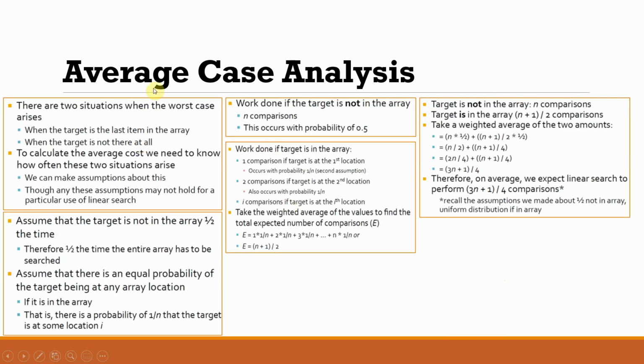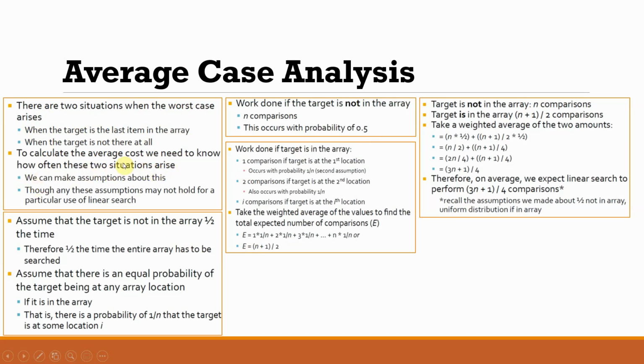Here, like I mentioned, the average case analysis is more challenging than finding the best case or the worst case scenario. If we want to analyze the same linear search and find the average case, let's go through the slides that Dr. Edgar prepared for us. So here, there are two situations when the worst case arises, right? When the target is the last item in the array, or when the target is not in the array. If we want to find the average case, we need to know how often these two situations arise.